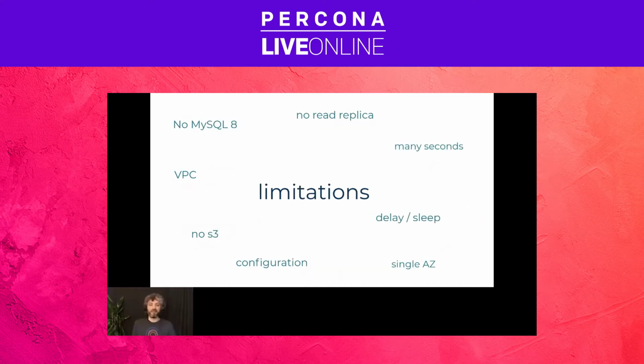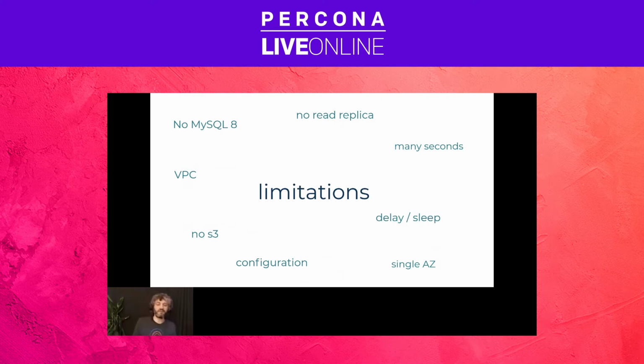There's never been a read replica on V1. It still takes many seconds to scale. It's available only inside the VPC, so you cannot access it from outside. You cannot replicate your data outside. There's no dump to S3, no import from S3. And there's very limited configuration that you can do on that instance.